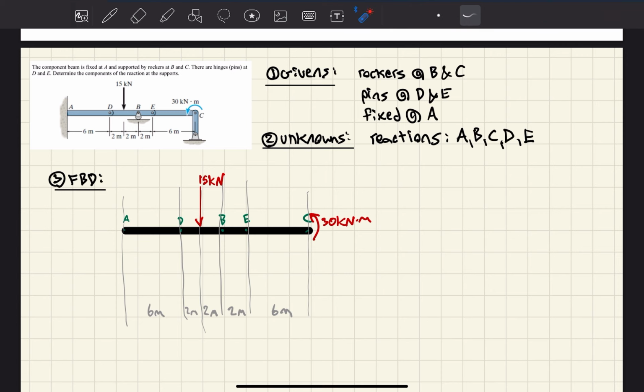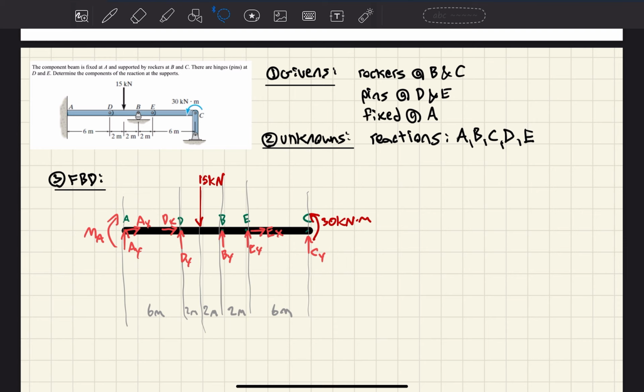And now we can add our reaction forces from the connections, and I'll put that in this rose color. Remember, it's a rocker connection, so we're only going to have CY. This is a pin connection, so EY, EX. A rocker connection again, so BY, then DY and DX. And then at A, we have AY, AX, and a moment MA.